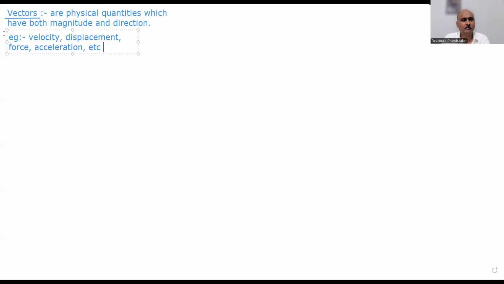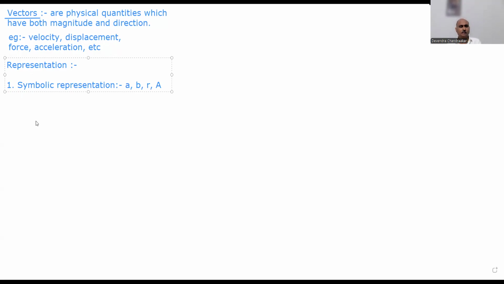So how do we represent a vector? There are two types of representation. First one is symbolic representation. So symbolic representation is like we can represent it with an English alphabet with an arrowhead over it, right? So it can be A, it can be B, it can be R, it can be M. So simply write an English alphabet and put an arrowhead over it. You are representing a vector, right?